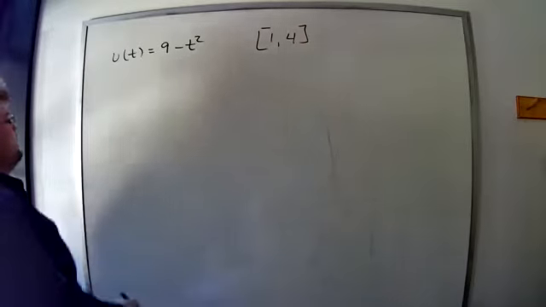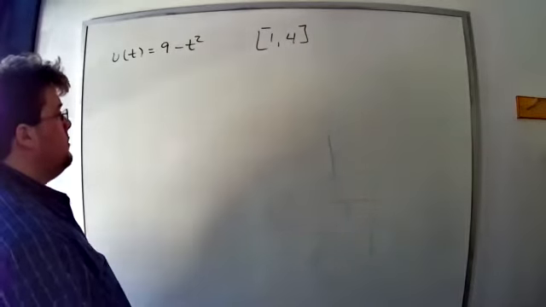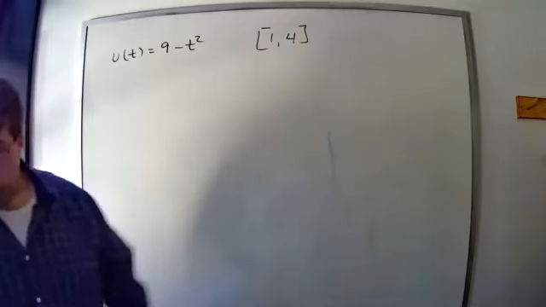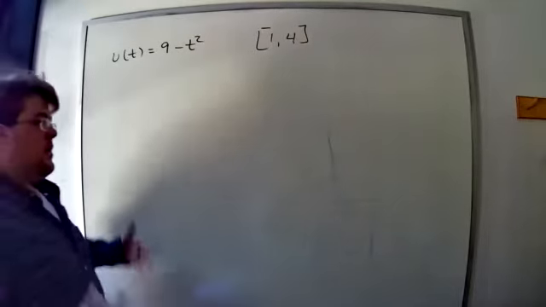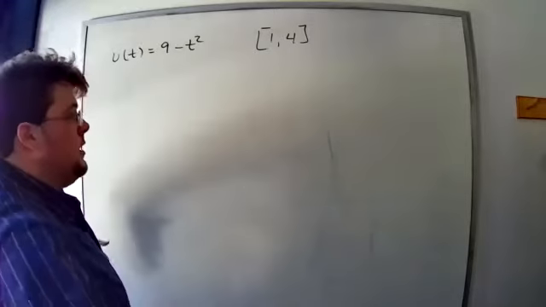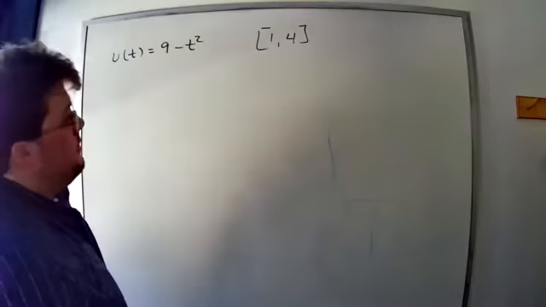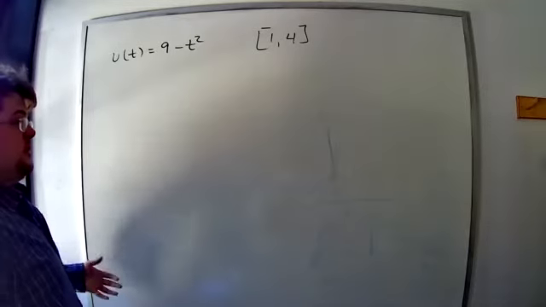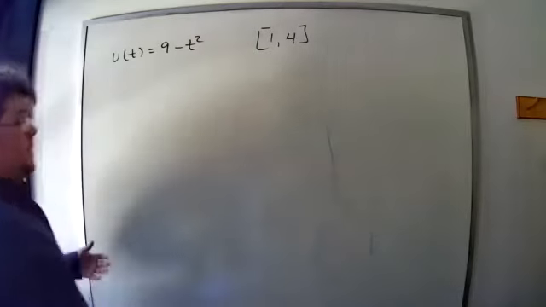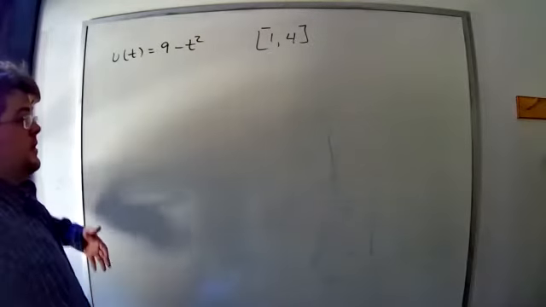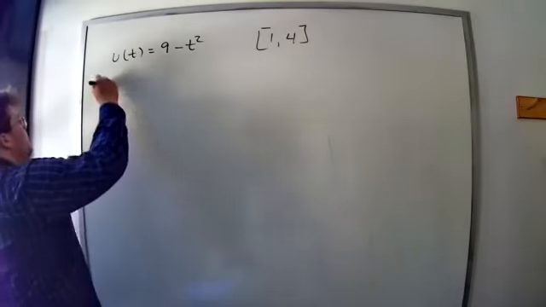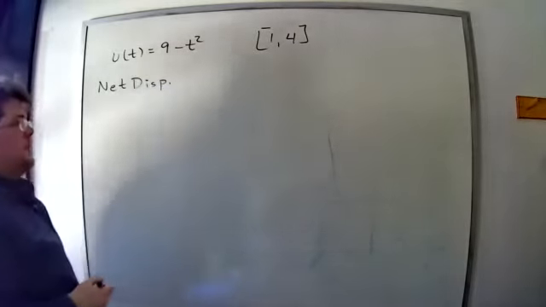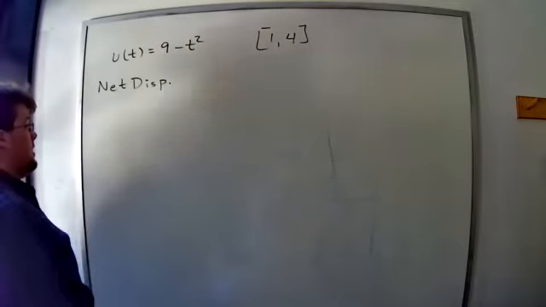Well, we have two things, the net displacement and the total distance traveled. The difference between the two is that for the net displacement, walking backwards counts against the final answer, whereas for total distance traveled, walking backwards still counts as distance traveled. But we can use the integral to measure both of those. So first we'll do the net displacement. I always like doing that first because it's a much easier computation.